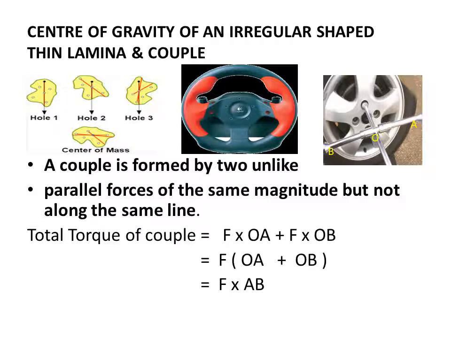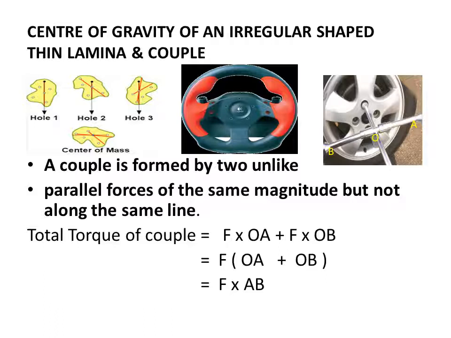Couple. When we try to turn a vehicle, we apply force that produces a torque. This torque turns the steering wheel. These forces act on the opposite sides of the steering wheel as shown in the figure and are equal in magnitude but opposite in direction. These forces form a couple.